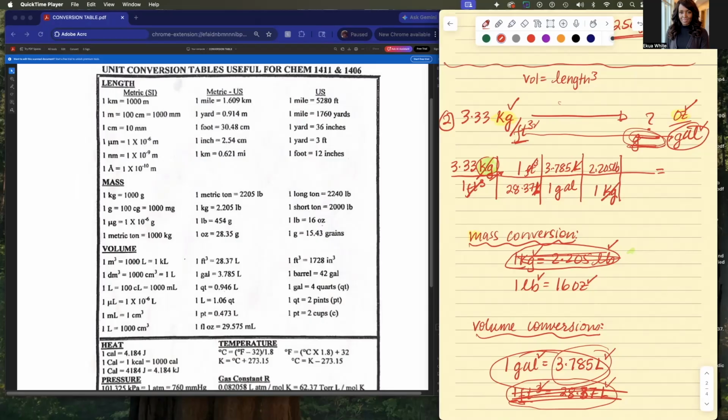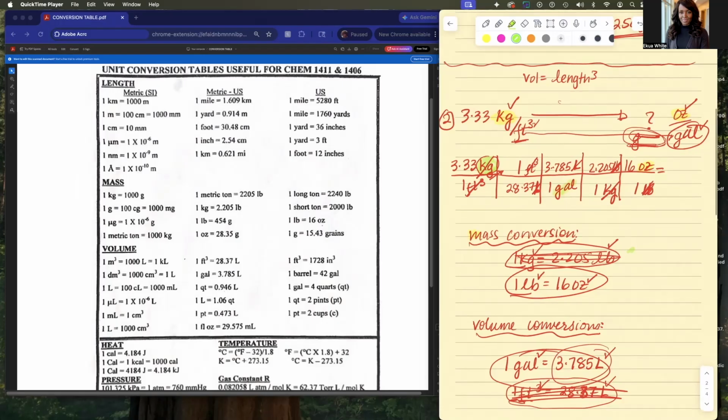Now we have pounds in our numerator, but we're trying to get ounces. So we have our last conversion right here. You have to put a pound on the bottom. So 1 pound goes with 16 ounces. And the pound finally cancels out. So let me highlight our units that we want. We have ounces in the numerator as our desired unit, and then we have gallon in the denominator as our desired unit.